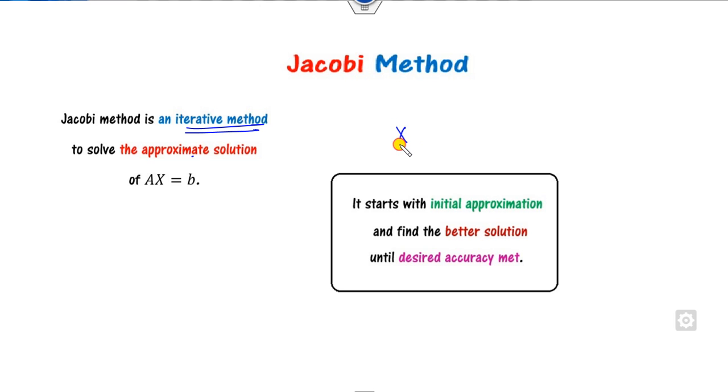It can start with an initial guess x0, then we can find the updated value x1. Based on this x1, we can find the new solution x2, and so on until your desired accuracy is met. What is the desired accuracy? It may be 10 raised to the power of minus 3, it may be up to 3 decimal places or up to 5 decimal places. Relative error should be less than some tolerance, and so on.